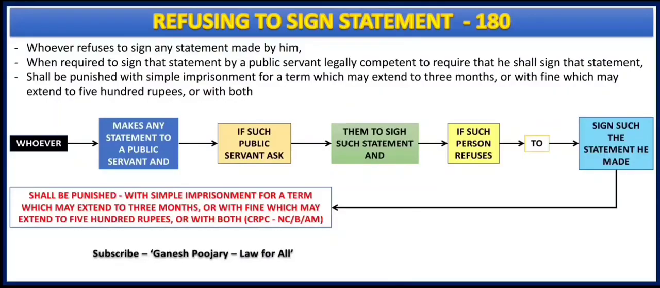Section 180 of IPC discusses refusing to sign statement, and the Bare Act provision says: whoever refuses to sign any statement made by him when required to sign that statement by a public servant legally competent to require that he shall sign that statement shall be punished with simple imprisonment for a term which may extend to 3 months, or with fine which may extend to 500 rupees, or with both.